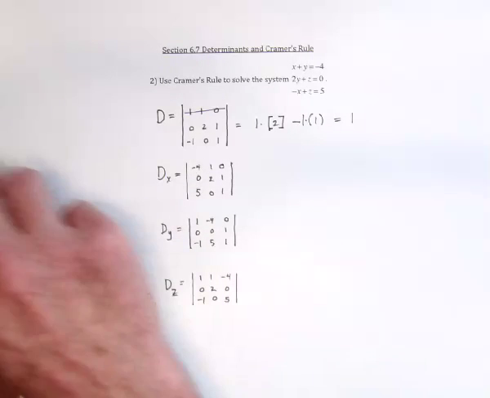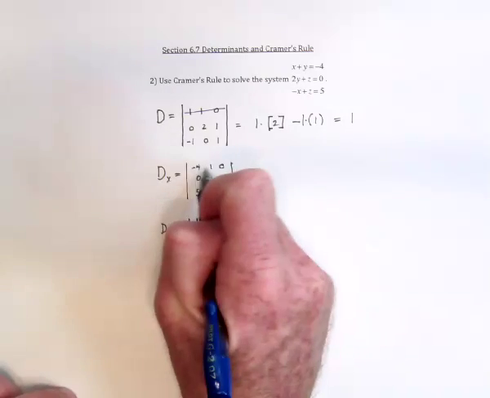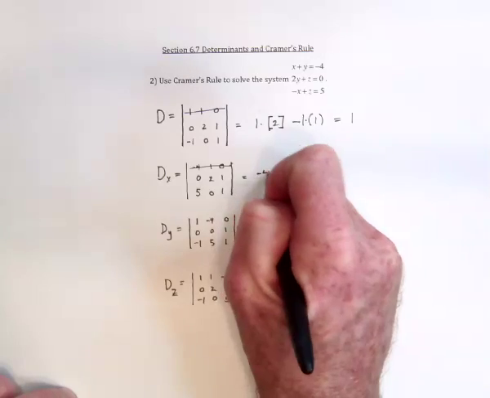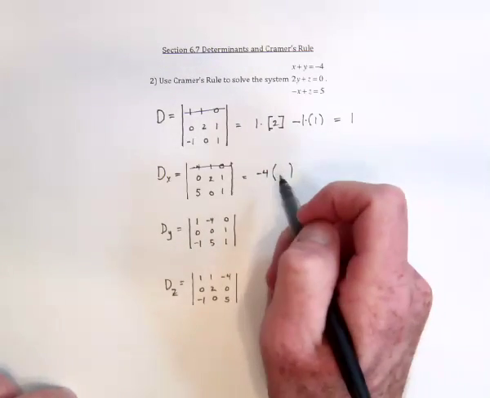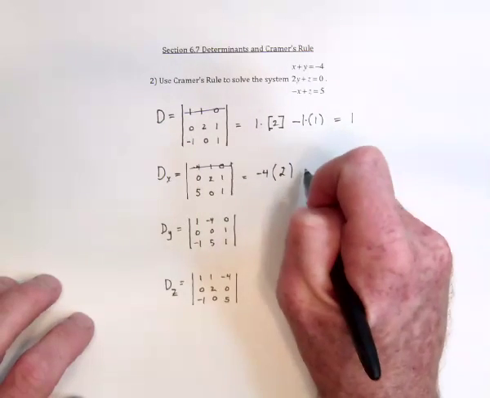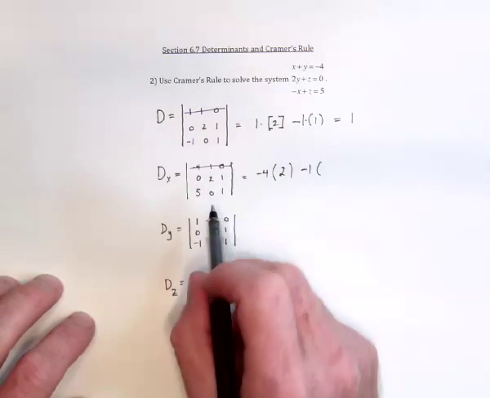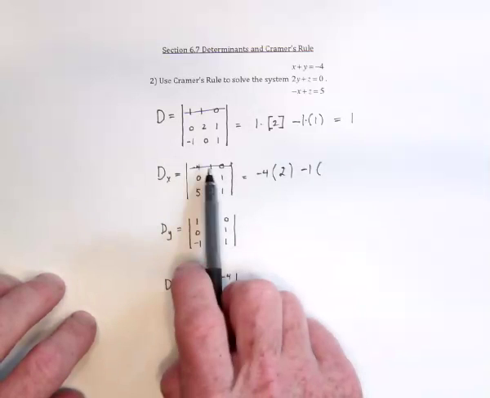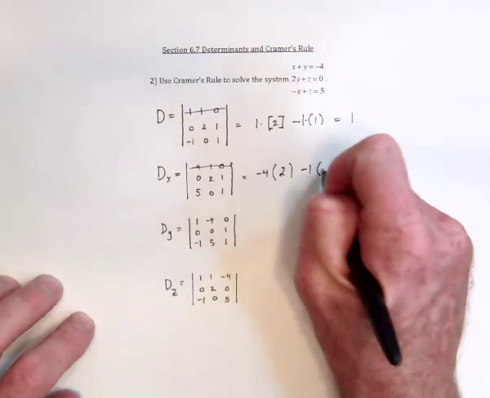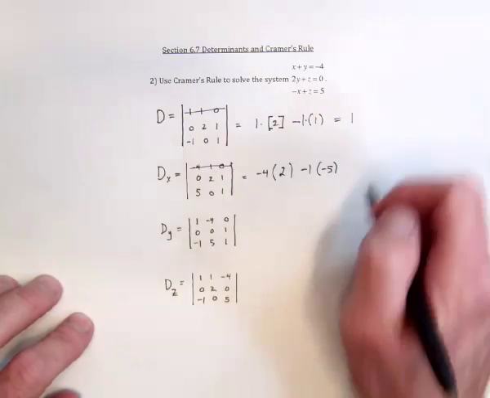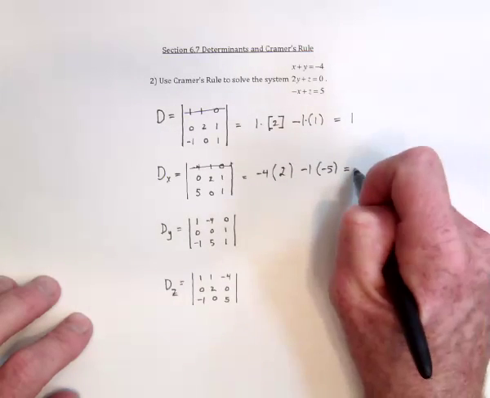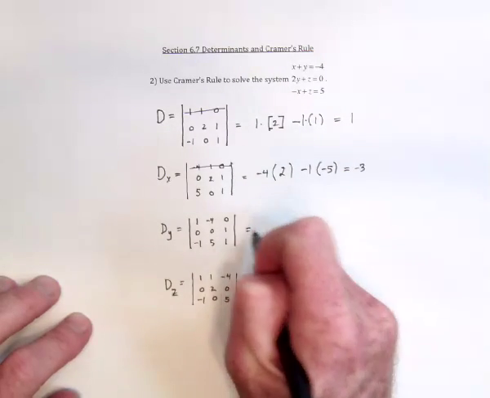So I could use this row, and it's going to be -4 gets multiplied with 2. And then -1 gets multiplied with, so if this middle column is gone, it's going to be a 0 minus 5. And again, the last one is 0, so we're done. So this is going to be a +5, and -8 is a -3.